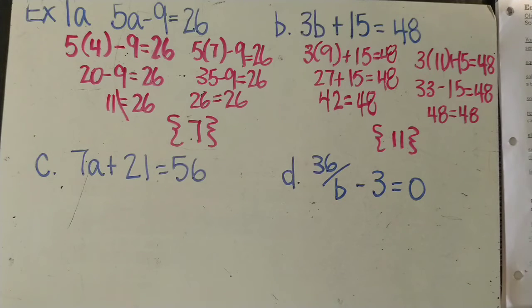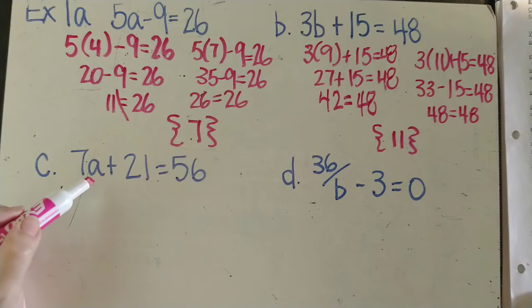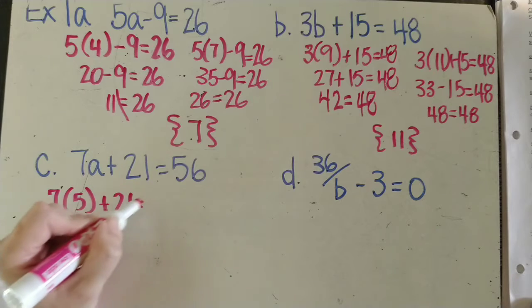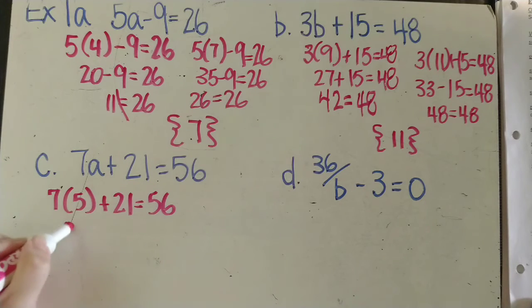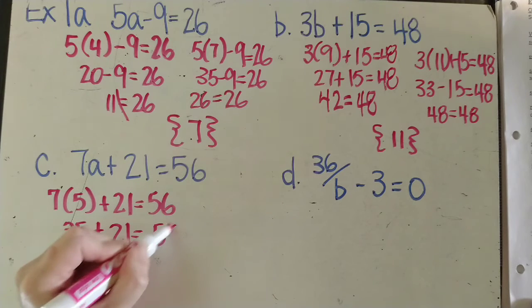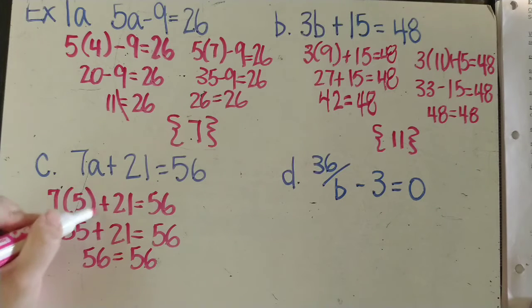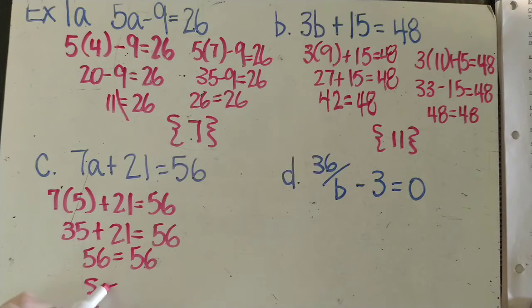Now let's look at letter C. Again, we've gone back to A, so we can try 4, 5, 6, 7. I've been starting out with 4. Let's try 5 on this one. So substitute 5 and see what you get. 7 times 5 is 35. And if you simplify, you have 56 equals 56. So from our replacement set of values, the value that we substituted that worked was 5. Remember to use your braces. You're going to have to do this whenever you have the assignment.